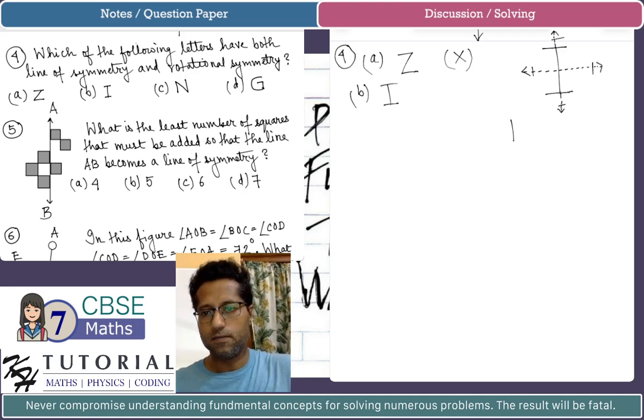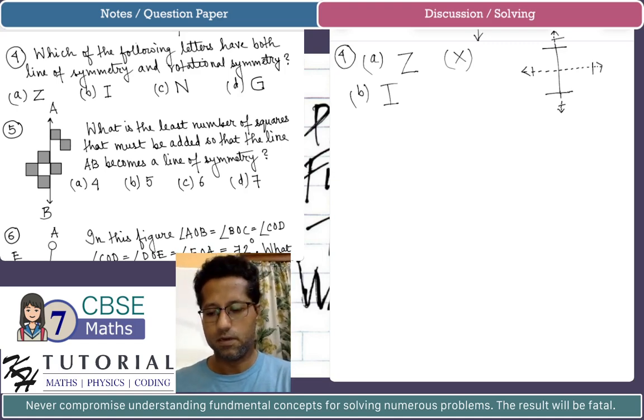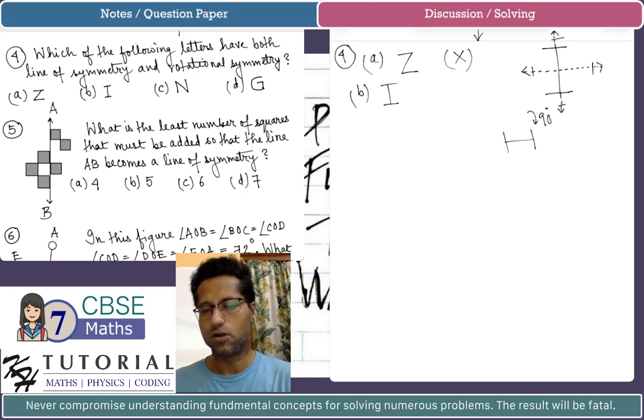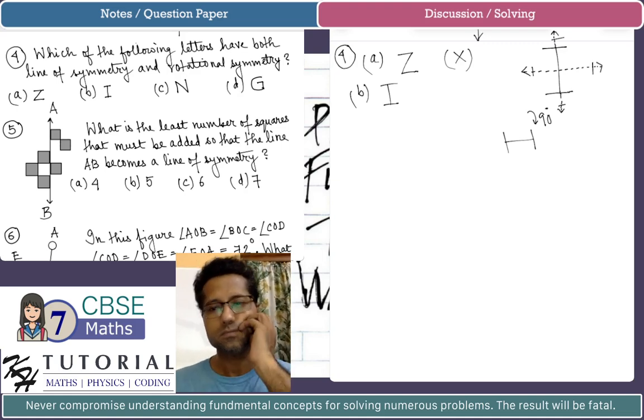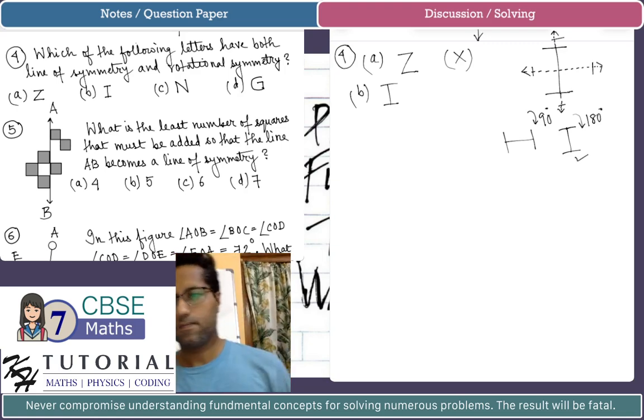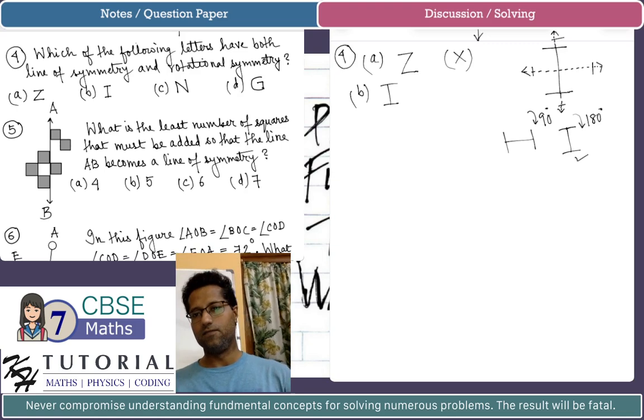When I is rotated 90 degrees clockwise, it becomes like this, which does not look identical to I. Now, if the letter I is rotated 180 degrees clockwise, it will look like this, which looks identical to the letter I. So at a 180-degree angle, which is less than 360 degrees, we can see that the letter I looks identical.